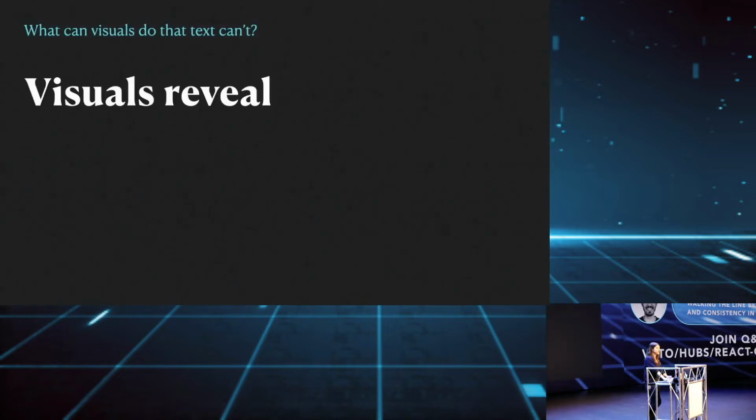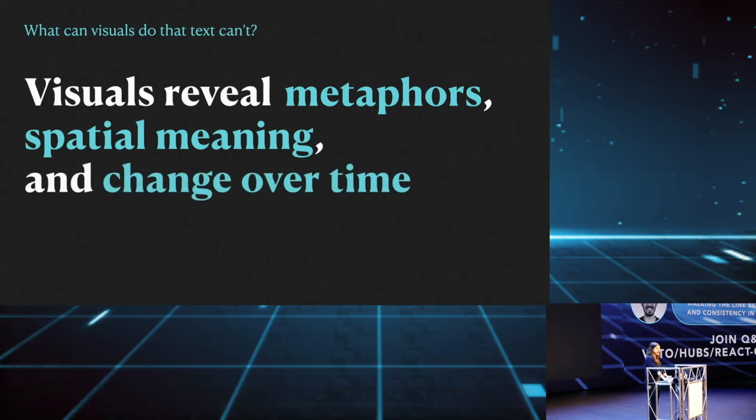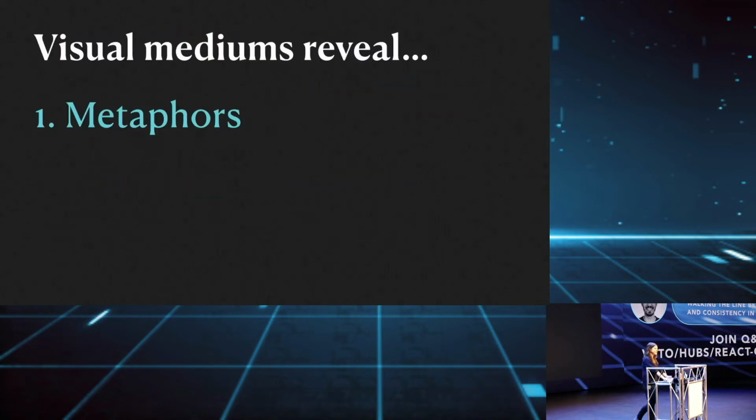I think visuals reveal 3 aspects of programming that we're unable to see in text. They reveal fundamental metaphors embedded in our programming languages. They reveal spatial mappings that we use to reason about how our programs are structured and how data moves through them. And they reveal how our programs and data behave over time. All these things are implicit in the programs we write, but they're not things we can explicitly show in the medium of linear text. So let's start with metaphors.